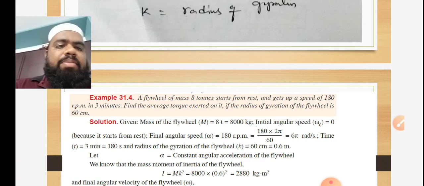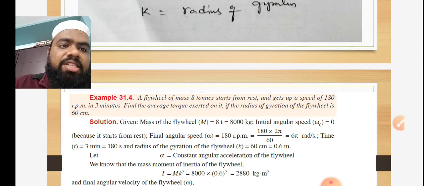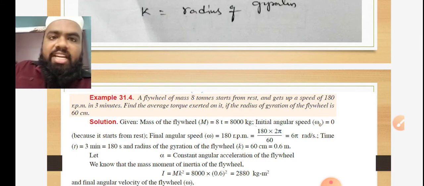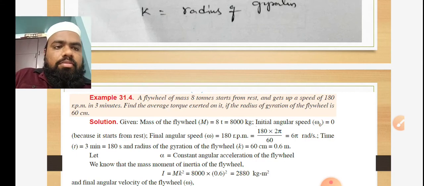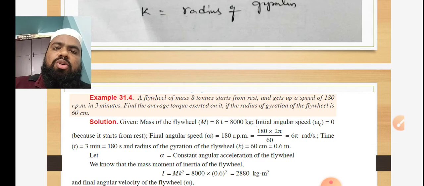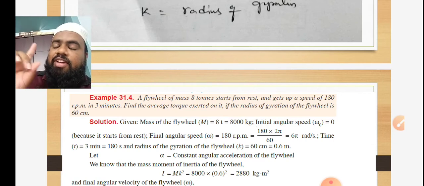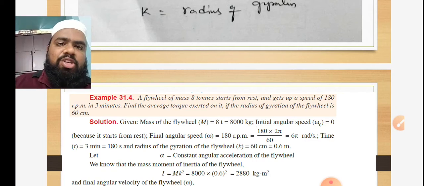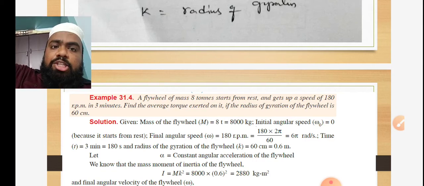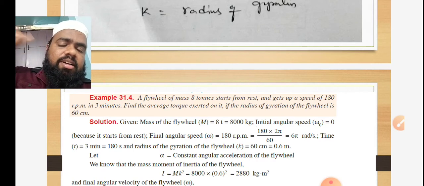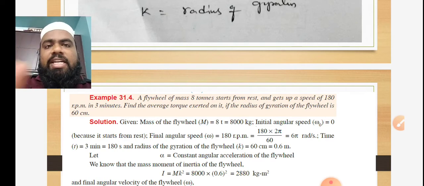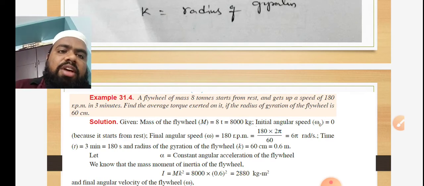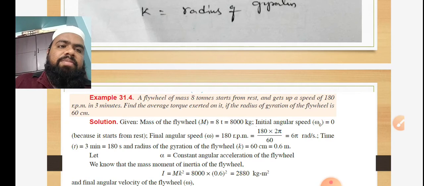Given data: mass of the flywheel m is equal to 8 tons, that is nothing but 8000 kg. 1 ton is equal to 1000 kg. Initial angular velocity omega naught is equal to 0, because it starts from rest. Whatever the body is, if it starts from rest, then the initial velocity will be 0. If it comes to rest, the final velocity will be 0. I have already discussed this point in the previous videos. Final angular velocity omega will be 180 rpm, that is 180 into 2 pi by 60, we know the formula, which is 6 pi radians per second.